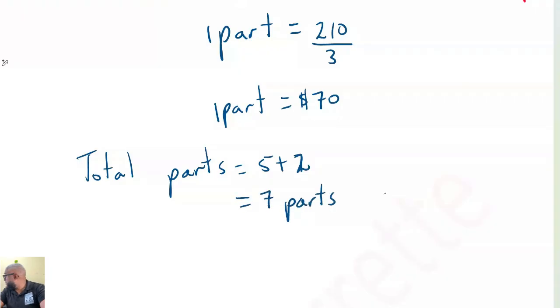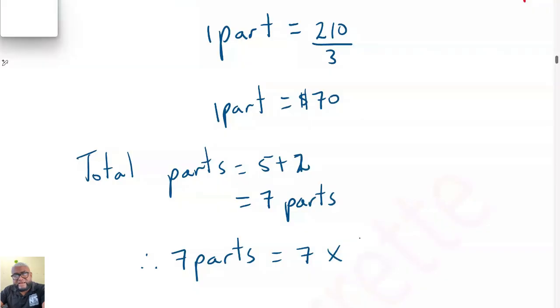So total parts would be equal to 5 plus 2, which is equal to 7 parts, right? So this is what I need to find for the total sum, right? So therefore, 7 parts would be equal to 7 multiplied by 70. Why? Because one part is 70. So if I know one part is 70 and I want to find 7 parts, it says 7 multiplied by 70.